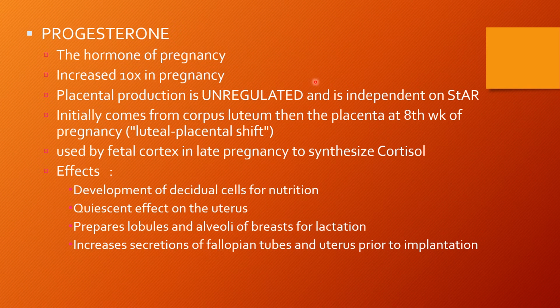So what are the effects of your progesterone? So it causes development of decidual cells for nutrition. It has a quiescent effect on the uterus and prepares the lobules and alveoli of the breast for lactation, and increases the secretion of your fallopian tubes and uterus prior to implantation.